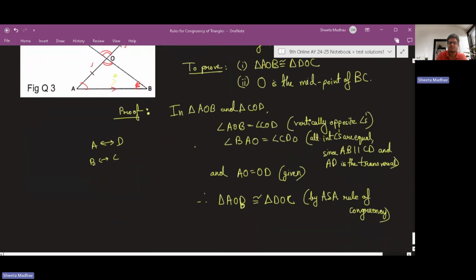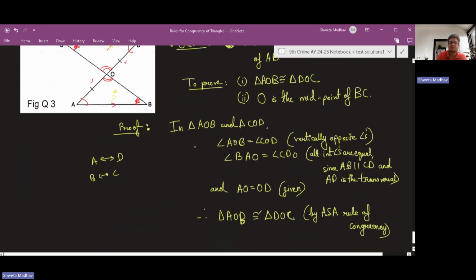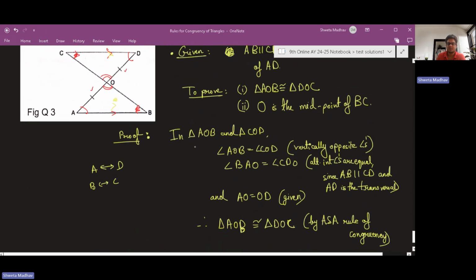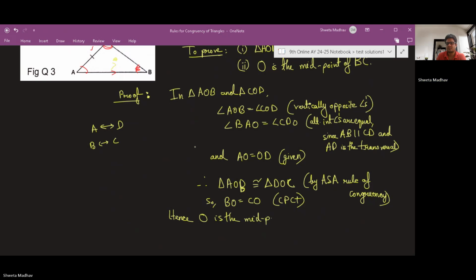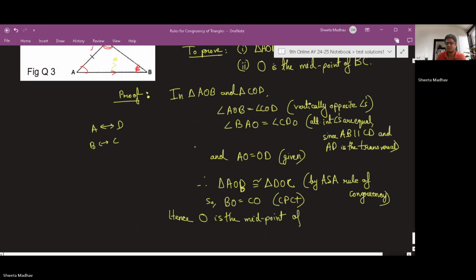So the first part has been proved, and O is the midpoint of BC. So we can also say that BO will be equal to CO by CPCT, which means corresponding parts of congruent triangles. And hence O is also the midpoint of BC.